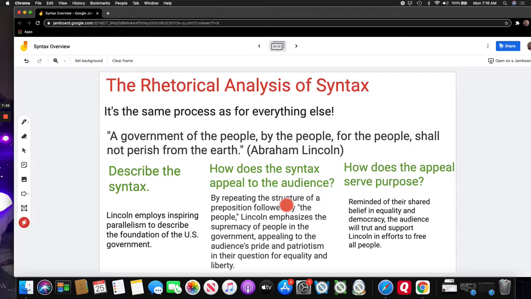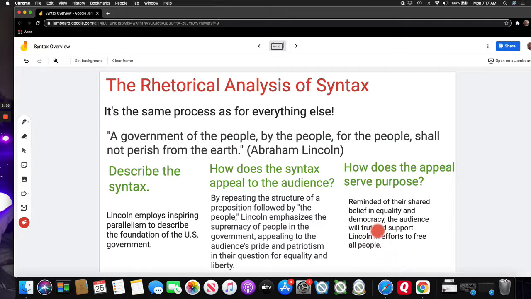So then you say, okay, well, how does this appeal? What does this person want to get from the audience because of that structure? By repeating the structure of a preposition followed by the people, Lincoln emphasizes the supremacy of people in the government, appealing to their pride and patriotism in, that should say their quest, I'll fix that, their quest for equality and liberty. So he wants to get from them pride that their government is about people, patriotism, they believe in their country. And then how would it serve purpose? Well, when they're reminded that they share this belief in equality and democracy with Lincoln, they're more likely to trust and support his efforts to free all people.